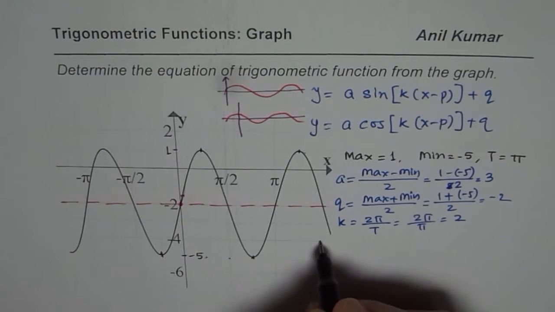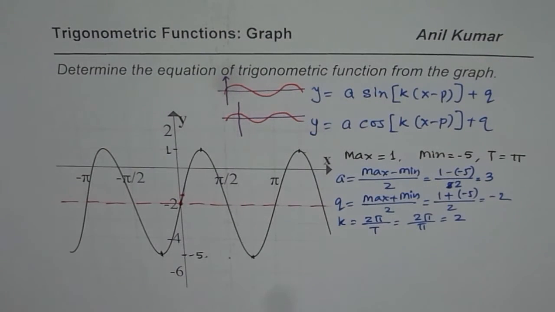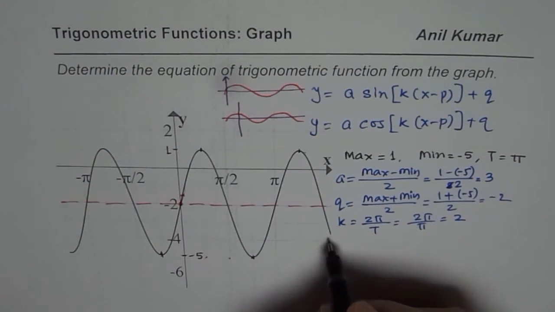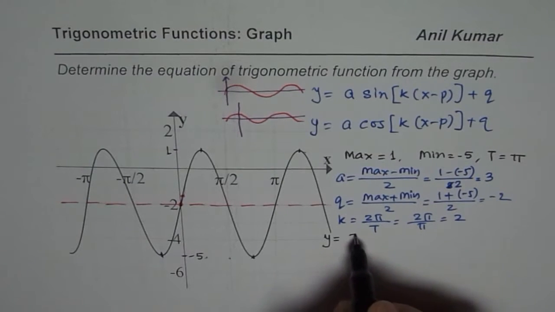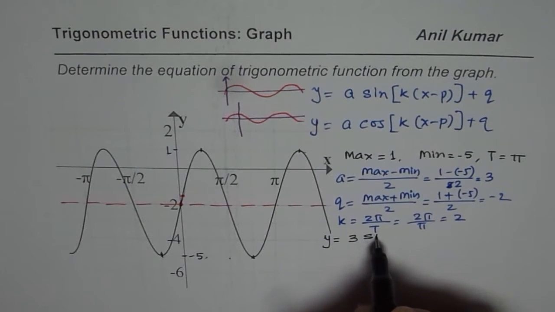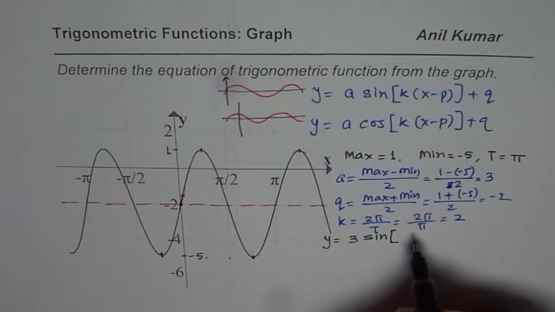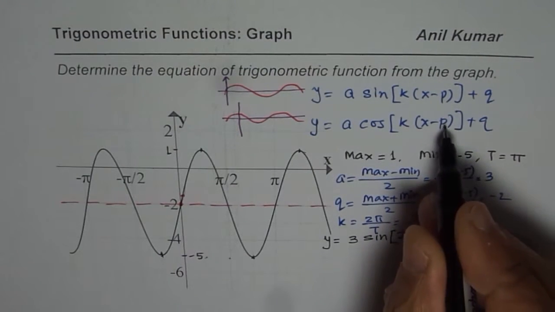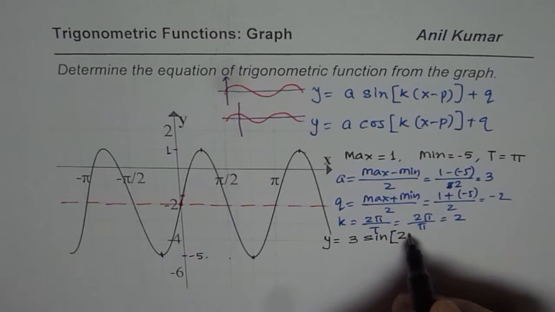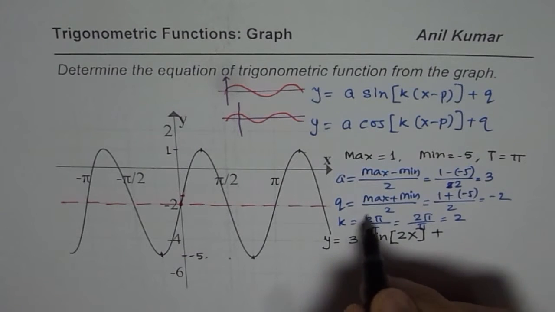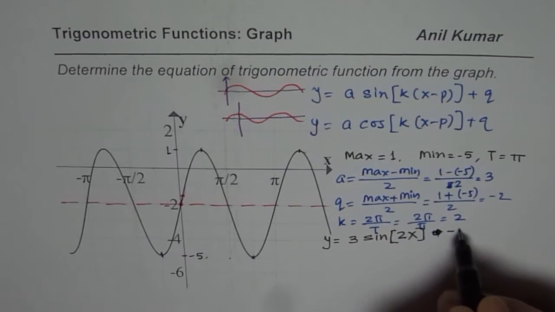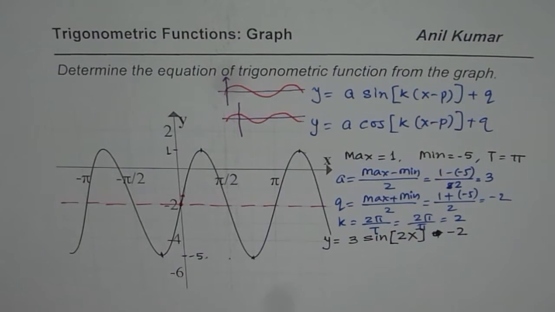So we can write our first equation as a sine equation. Let me write it here: y equals, A is 3, sine, k is 2, and p is 0, so I'm writing 2x, plus q, which is minus 2. That is how you get your sine function.